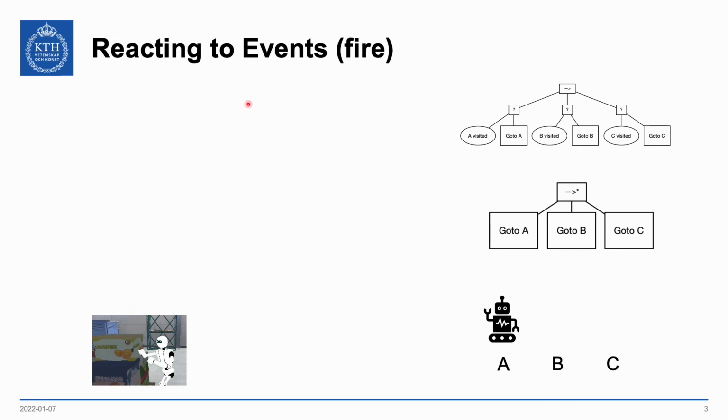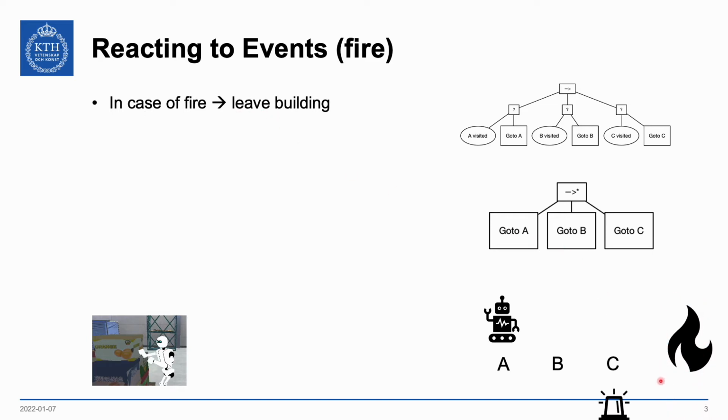As I said, the problems with the memory sequence node appear when you want a reactive behavior. For instance, reacting to fire. In case of fire, we want to leave the building. That's a reasonable thing to do. So if a fire occurs, a fire alarm goes off, and then we want to stop visiting these positions, instead leaving the building.